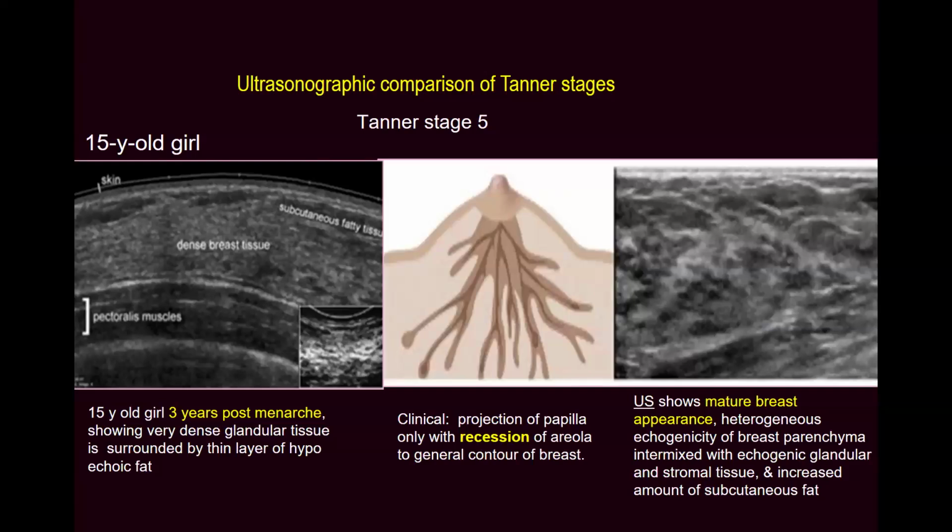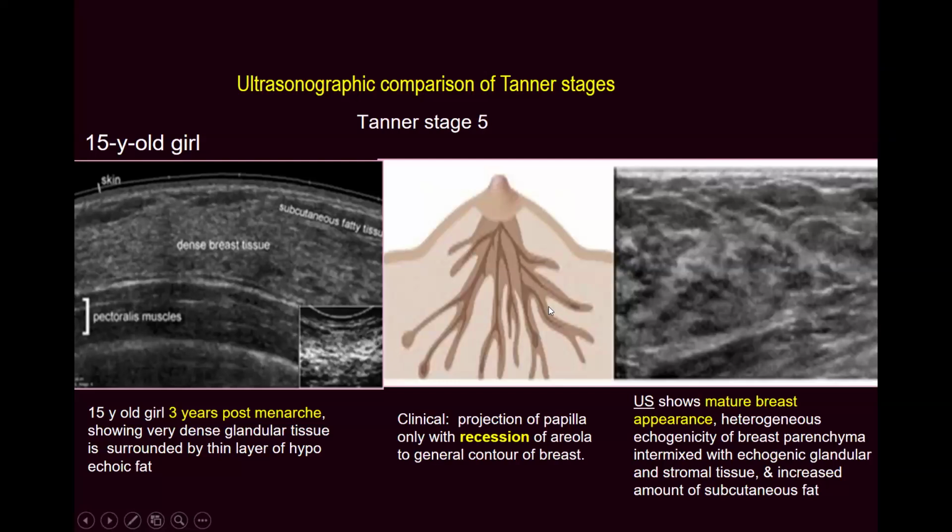Again, this is Tanner stage 5. It is more or less similar to the adult breast. Can you see it here? This is a 15-year-old girl. Can you look for the breast? This is more or less the same as an adult breast: hyperechoic with scattered oval isoechoic structures and well-formed subcutaneous fat, though it is relatively thin due to the large, thick mammary zone.